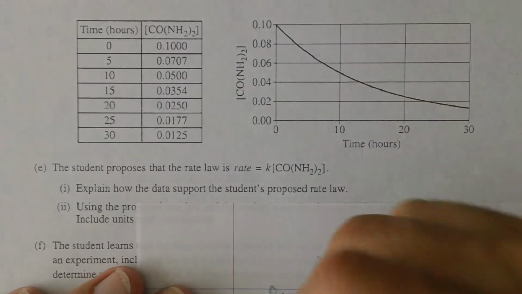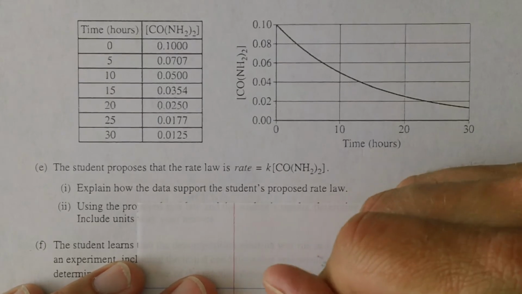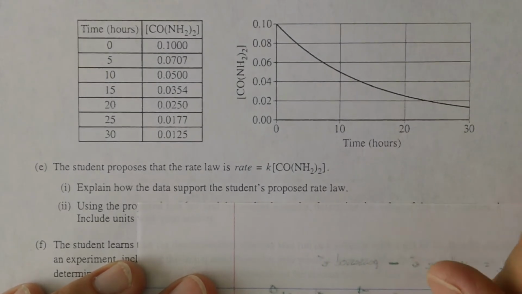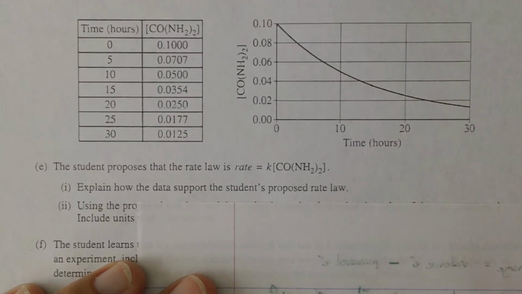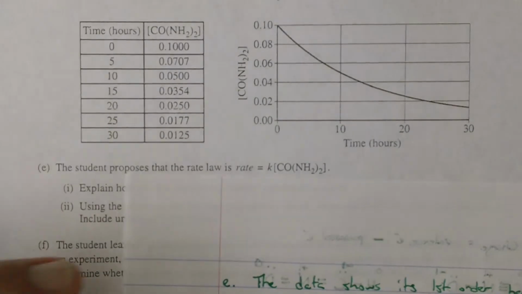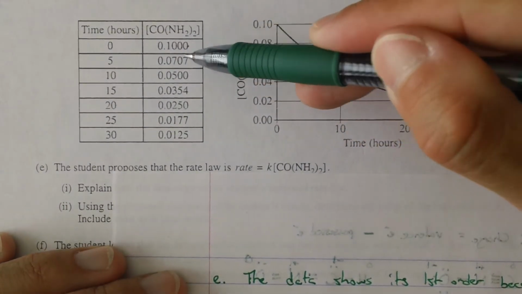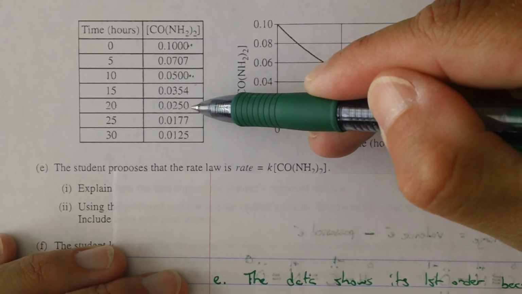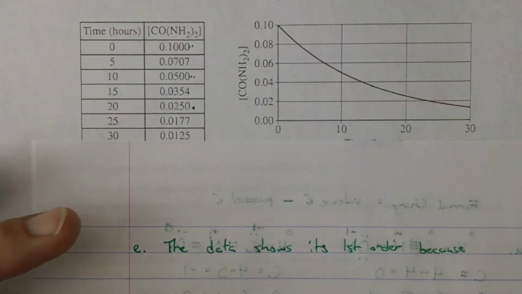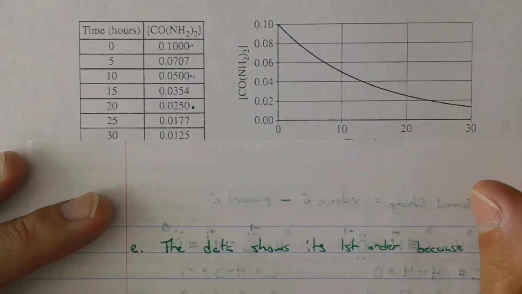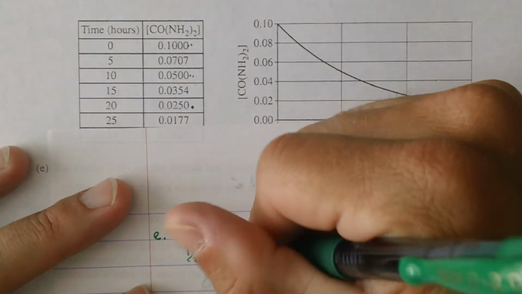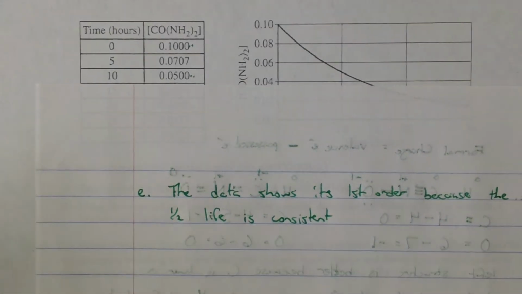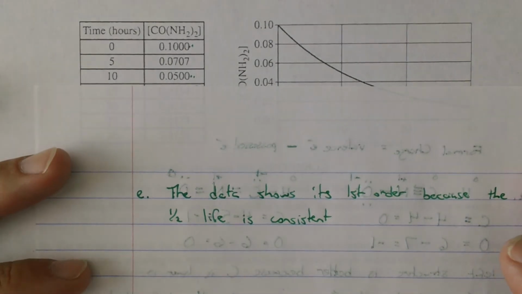So on E, you're going to say the data shows it's first order because, how do we know looking at a set of times and concentrations that it's first order? It's because the half-life going from 0.1 to 0.05 takes 10 seconds, and then the next 10 seconds we get a consistent half-life. So the concentration is cut in half consistently. So the data shows it's first order because the half-life is consistent. That's it. Constant half-life means that we are dealing with a first order reaction.